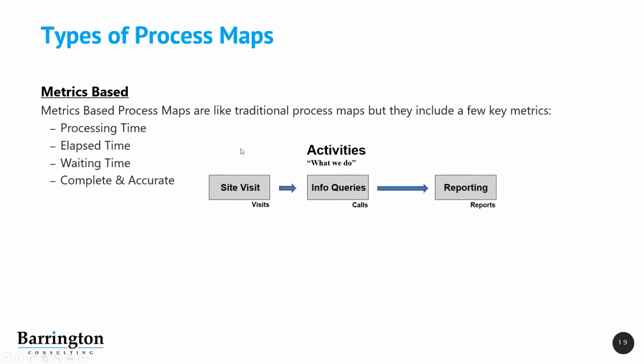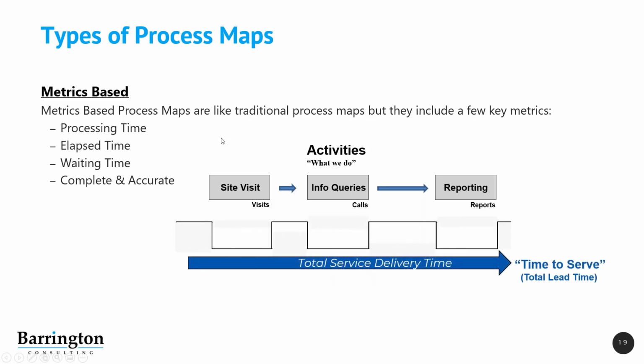So if we think of a process, what do those actually look like? We have a series of activities. What is it that we do? We complete a site visit. We might have to do some information queries, pulling some information, and then we might do some reporting. If those activities happen in a sequence, then what we want to do is understand our total time to finish that process. This process is very simple. It's only 3 steps, so this should be pretty simple to look at.